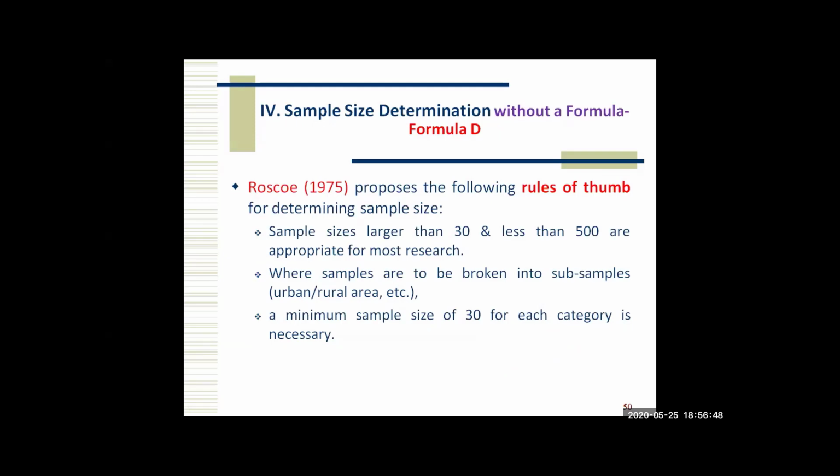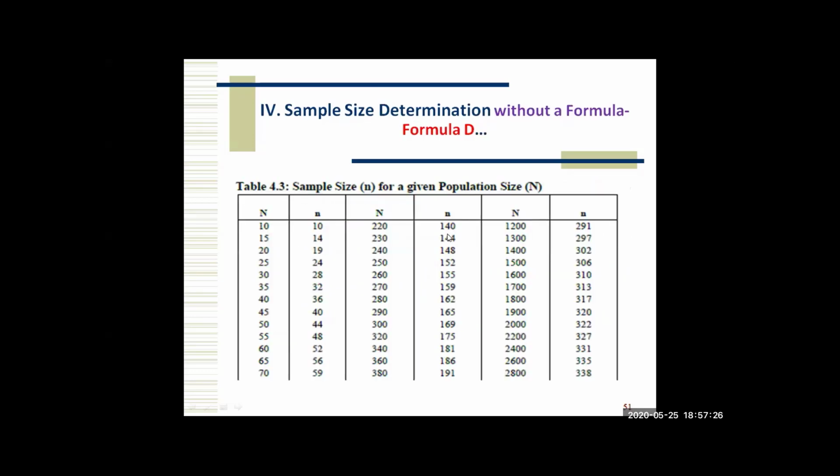And then the other formula, D, is a formula proposed by Roscoe, 1975. This one is just a kind of rule of thumb. You will use it as a rule of thumb to determine the sample size. That means the sample size must be greater than 30 and also less than 500, the maximum sample size. Otherwise, it's not possible to complete statistical analysis if the sample size is less than 30. That means the minimum is 30.